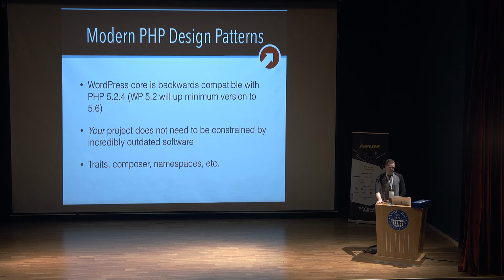WordPress and its decision to maintain that backwards compatibility, we could argue about that all day. It doesn't really matter. My point of this slide is that your project does not need to be constrained by whatever minimum PHP constraints WordPress imposes. When we build modern WordPress applications, we're very much using PHP 7, whatever the latest 7.2, 7.3 is. We are using all the features, Composer, traits, and namespaces, very much like a modern PHP application. Those are how we build our plugins, our themes, our things around WordPress. So that's what you should do.